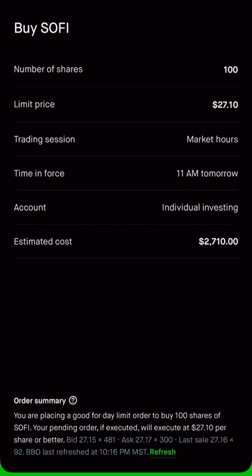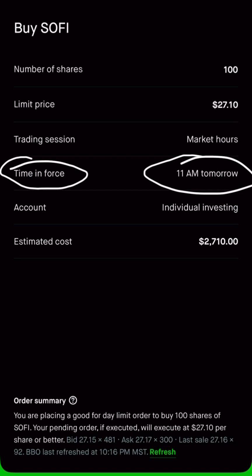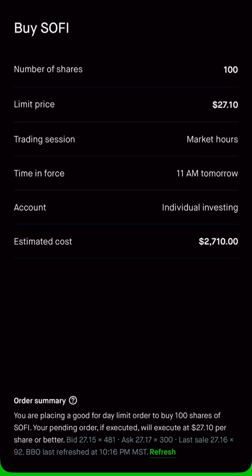To do this and to execute it, I would go ahead and click Continue, Review, and then I'd swipe up to Submit. Now what that would do is this order would be in a pending status throughout the day. So we could see the time in force is for tomorrow till 11 a.m. So that's going to expire after tomorrow at 11 a.m. So if the stock sellers are not willing to come down to $27.10, then this is just going to expire and I will not purchase these shares.